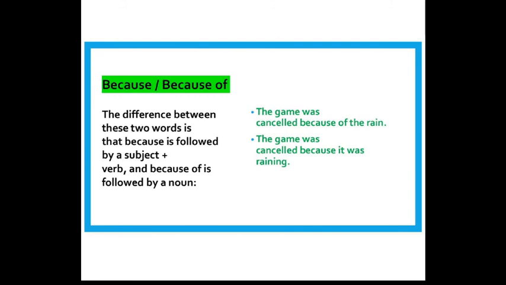Look carefully: after 'because of' there is only a noun. And what about 'because'? The game was cancelled because it was raining. If you look carefully, you will find that after 'because' there is a subject and verb. So that is the difference between the two terms, 'because' and 'because of'.